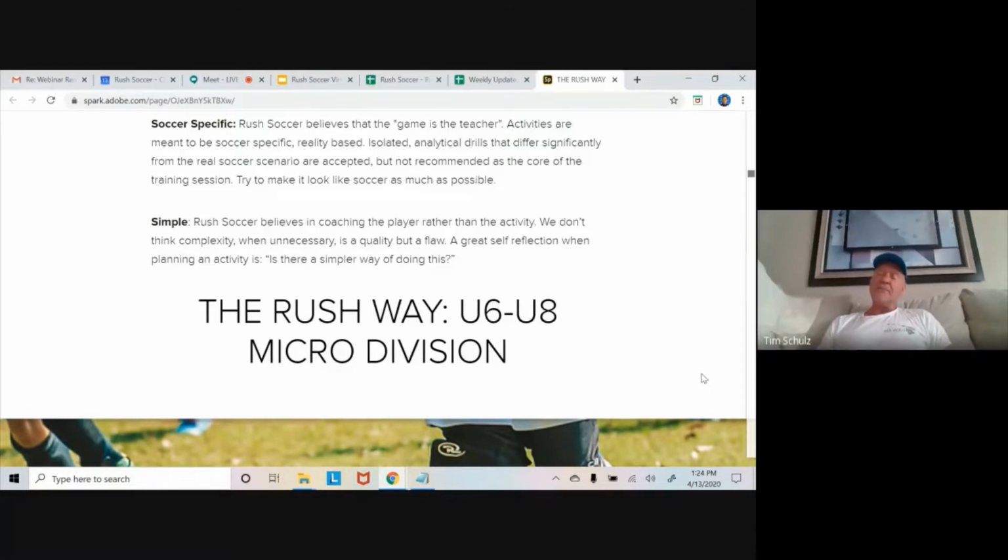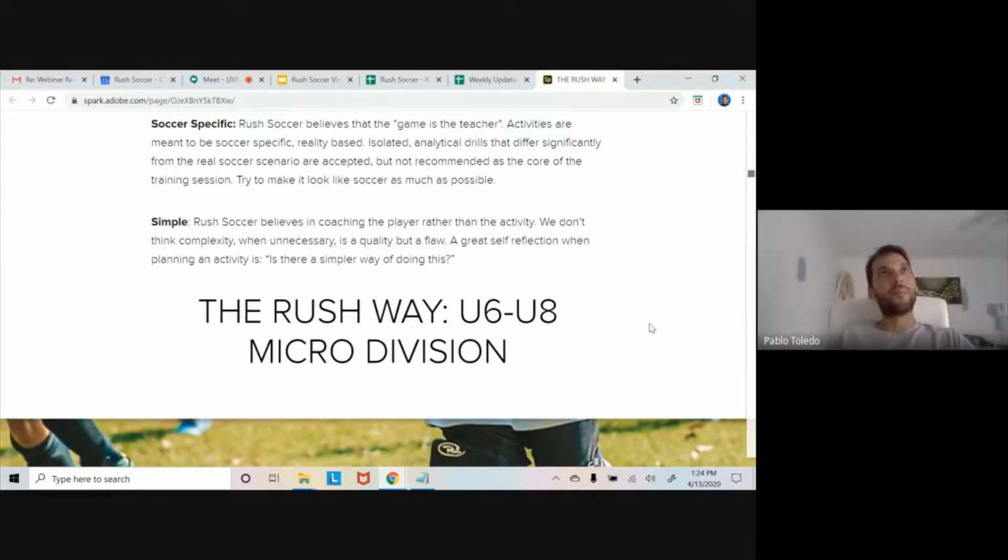Yeah, it's got to be game related. It makes no sense for me to start swimming when they're at soccer practice. It's got to be close to the game. No, 100%.